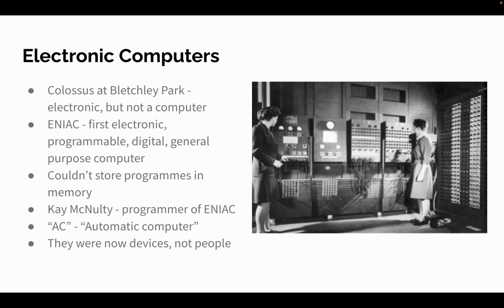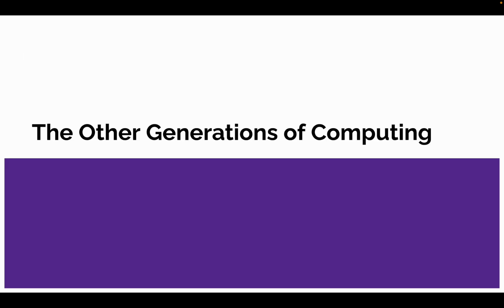And you notice the AC at the end stands for automatic computer, because as we mentioned earlier, a computer was still a human. It was still a human job, but this was the advent of machines being computers, if that makes sense. So they were now devices. They were no longer people. So the definition of a computer at this point in history has changed. It's interesting. So that was the first generation of computing: the vacuum tubes and the electronic computers. We're going to go through the other 3 now.